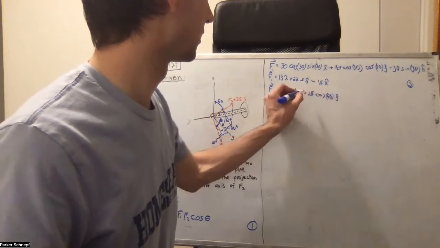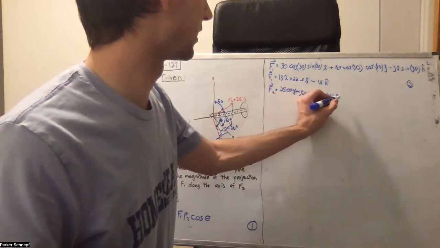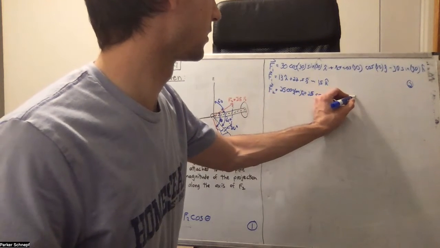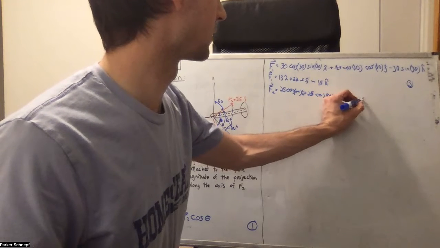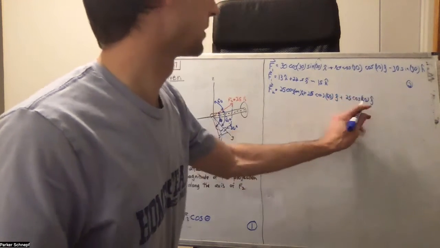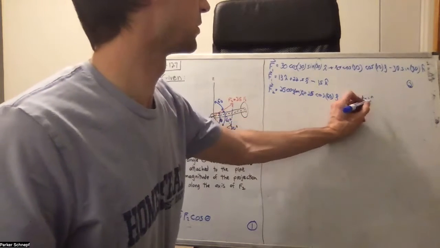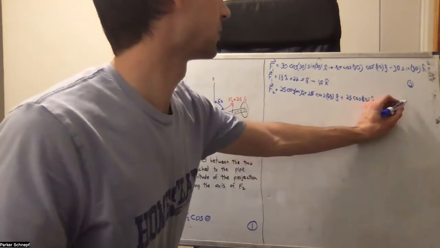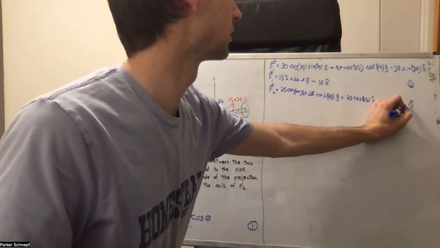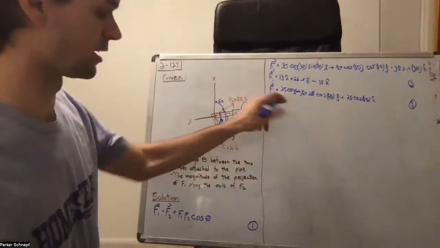That's not very good. i and j hats plus 25 cosine 60 for the... oops, not the y direction, for the z direction. We're going to come back to this in a little bit because we have to find alpha before we can do anything here. So we have to find alpha.